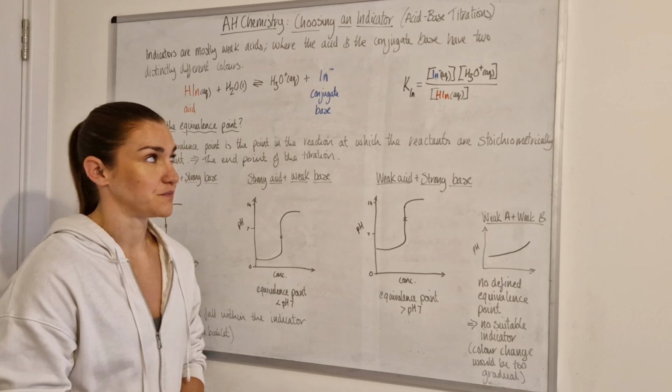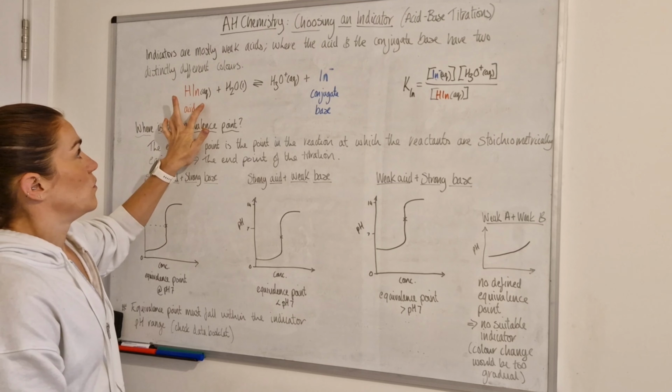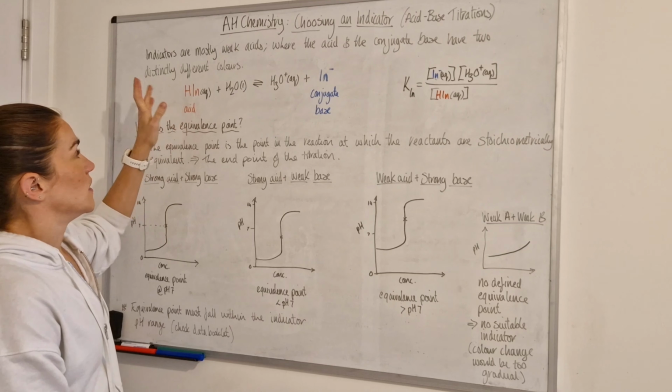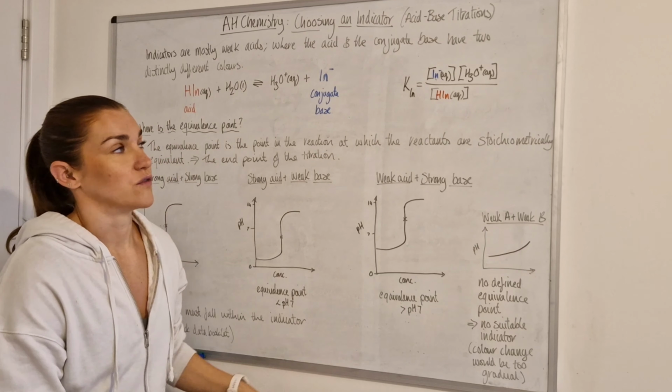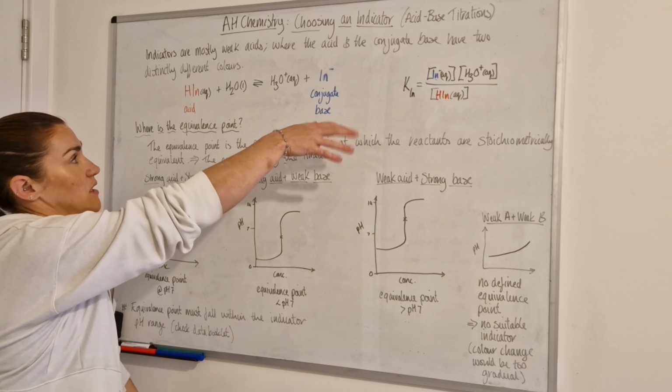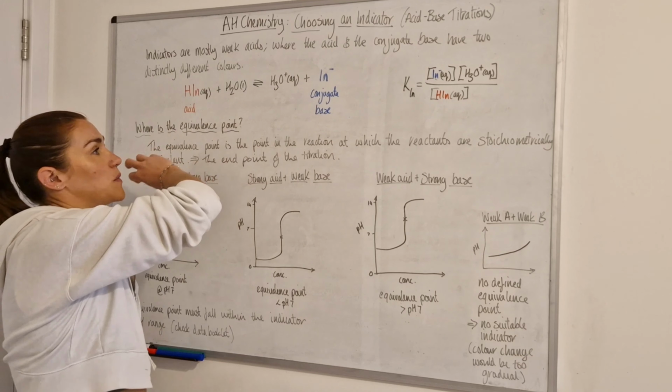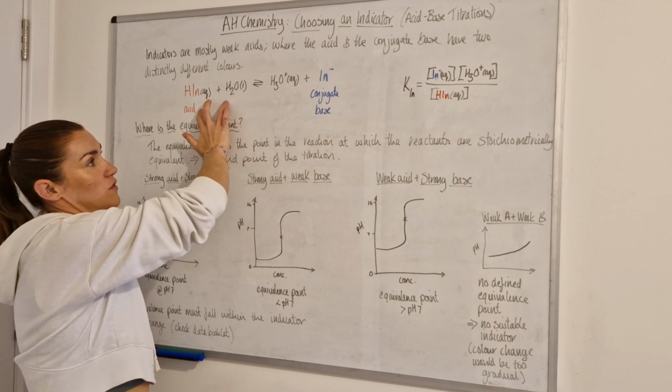So because the indicators are mostly weak acids, they do dissociate to form the hydronium ions and the conjugate base ion when they are dissolved in a water solution. IN here just is short for indicator. You will see this equation specifically in your data booklet as well, and again the IN is just for indicator. But because it exists in an equilibrium, it does also have an equilibrium constant associated with it, where again it's the products over the reactants.